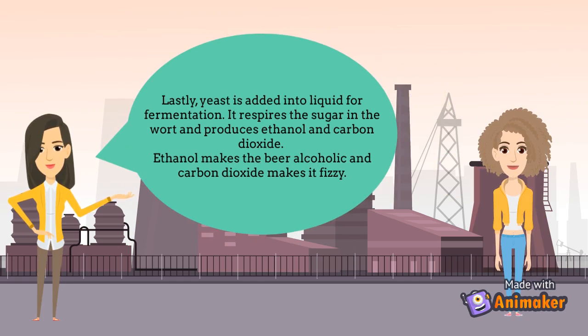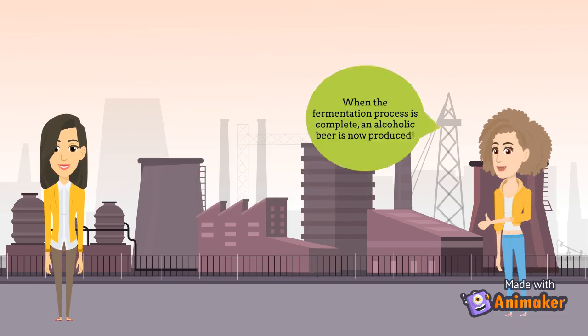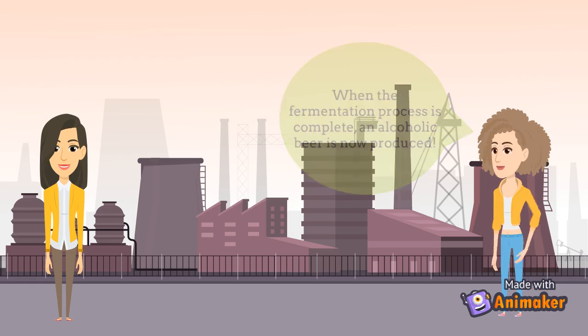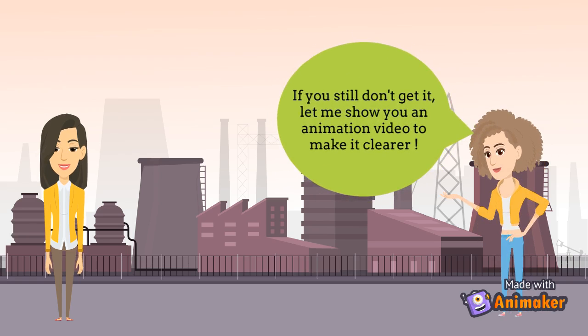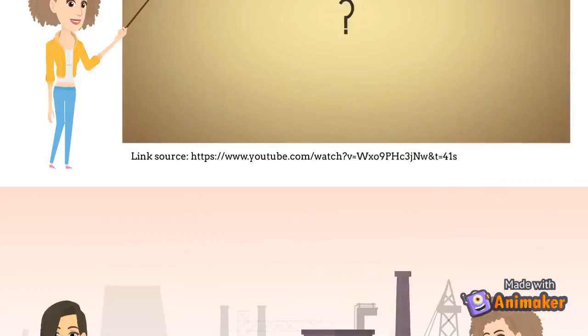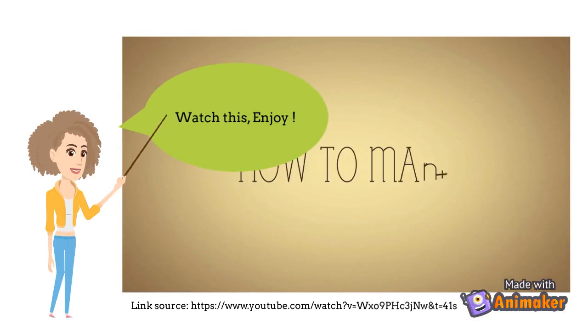It respires the sugar in the wort and produces ethanol and carbon dioxide. Ethanol makes the beer alcoholic and carbon dioxide makes it fizzy. When the fermentation process is complete, an alcoholic beer is now produced. If you still don't get it, let me show you an animation video to make it clearer. Watch this, enjoy.